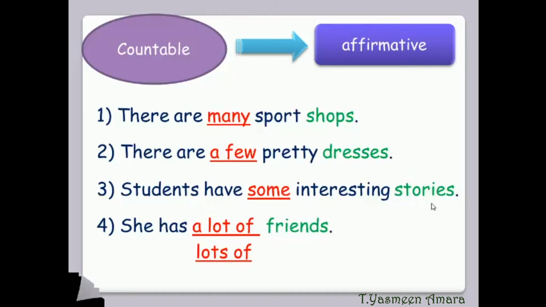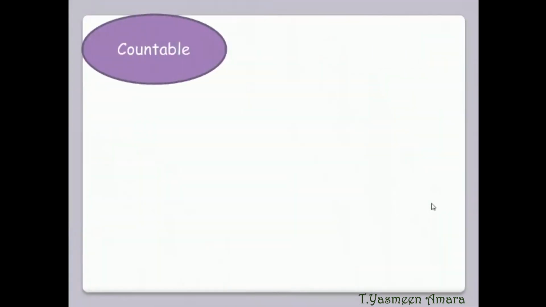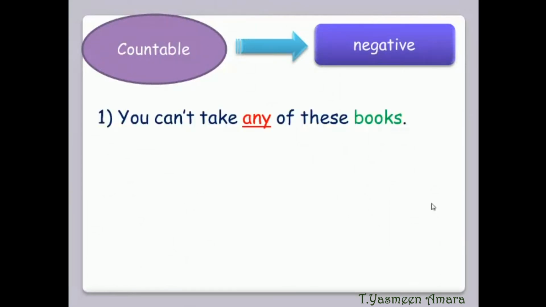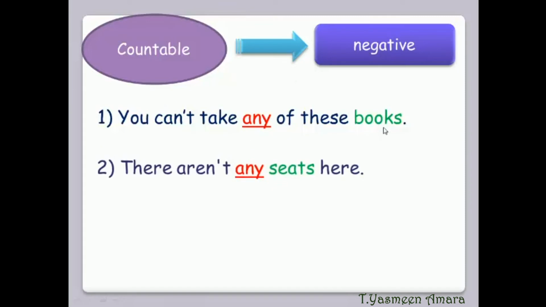Let's continue with countable nouns in negative form. Look at these examples. Number one, you can't take any of these books. Can't is negative form, any goes with this sentence, and books is the plural form of the noun. Look at the next example. There aren't any seats here. Aren't is negative form, and any comes with negative form and seats is the plural form of the noun. Okay, let's continue.